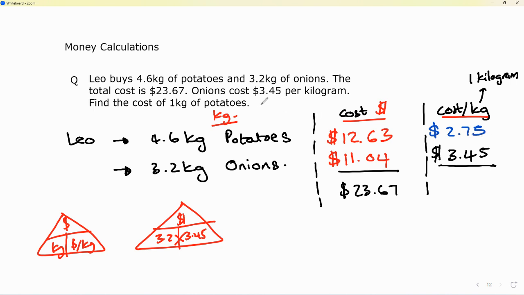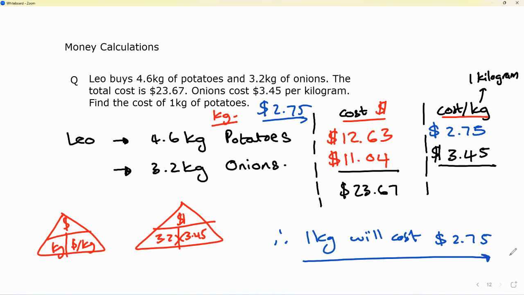And that's my final answer there, $2.75. Find the cost of 1 kilogram. Therefore, 1 kilogram will cost, and you can always put a conclusion. It's always good if needed. That's actually the best way to answer the question, to have a conclusion. 1 kilogram will cost $2.75 per kilo, or just $2.75, which implies that it is for 1 kilo.